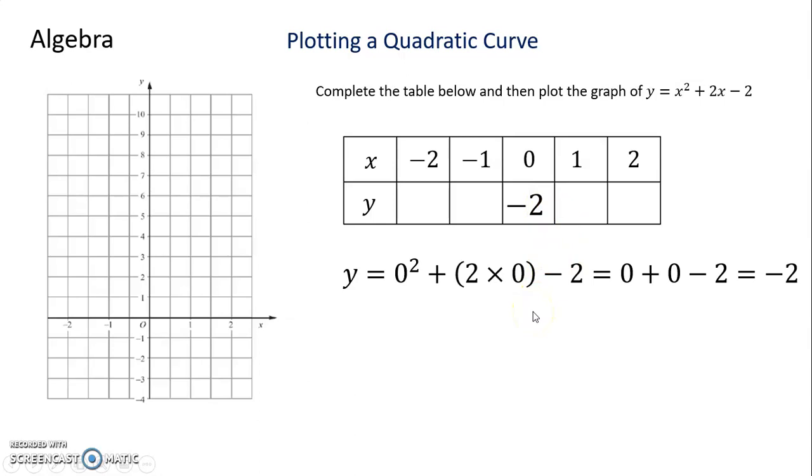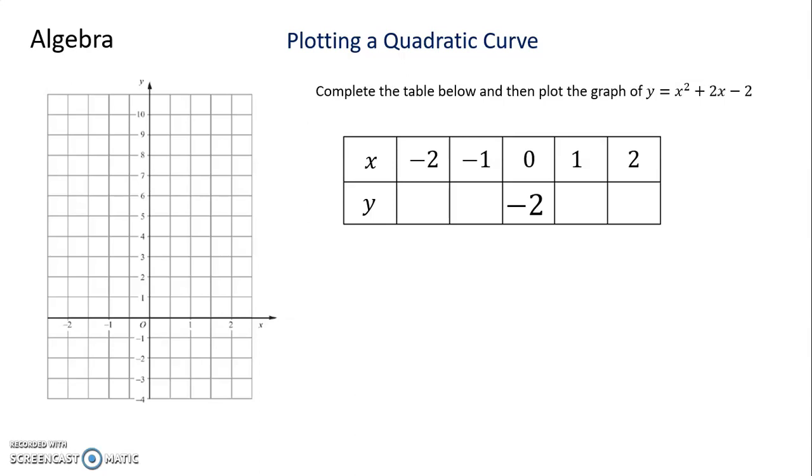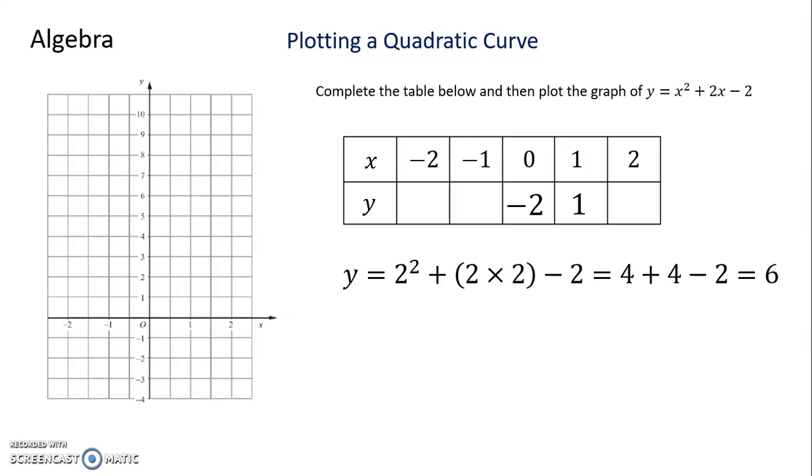Could you pause the video and see if you can fill in the values for the rest of the table? Okay, so what you should have found here, y equals 1 squared add 2 times 1 subtract 2, and that's going to give us 1 add 2 subtract 2, which is 1. And then y equals 2 squared add 2 times 2 subtract 2, 4 add 4 subtract 2, which is 6.